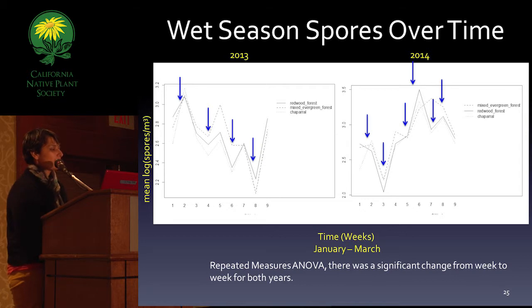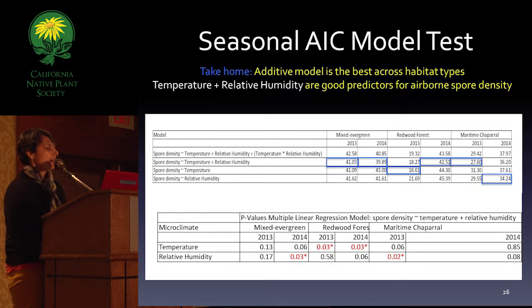Now you might be wondering, why do we see all these peaks? Well, this is cool. The blue arrows show rain, and those are when we had rain events. We had a rain event, and then boom, you get a bunch of inoculum in the air. You have another rain event, and you get a peak. Another rain event, and a peak. The peaks, the variation across the weeks of the wet season, coincided very nicely with rain.